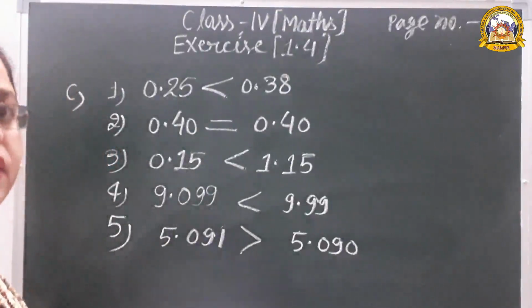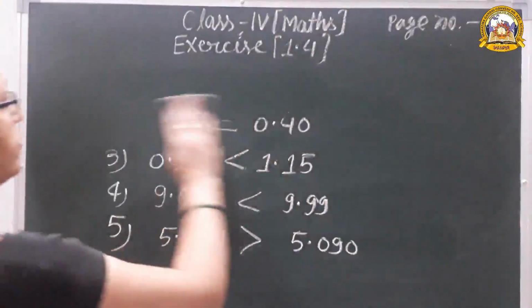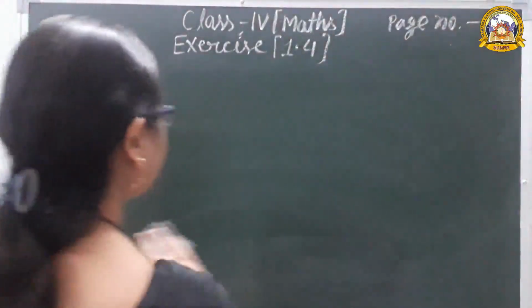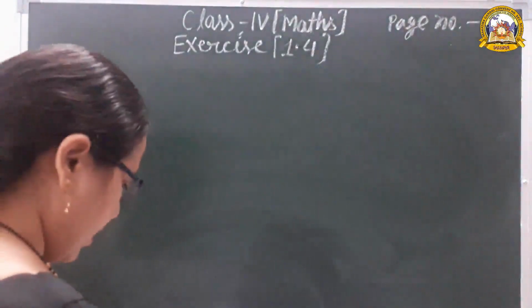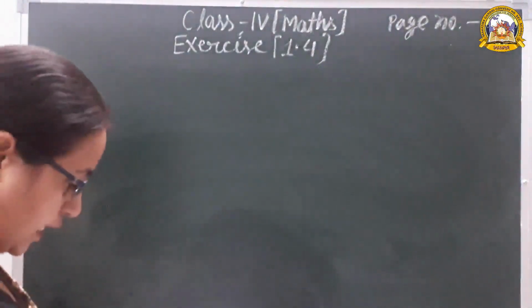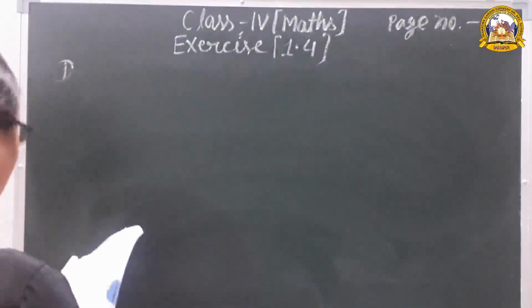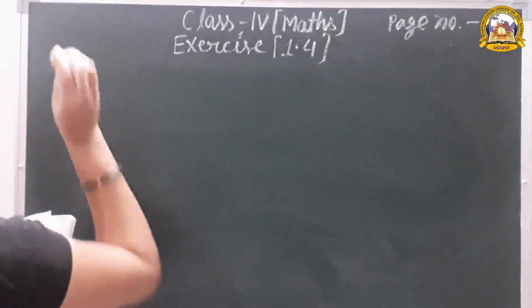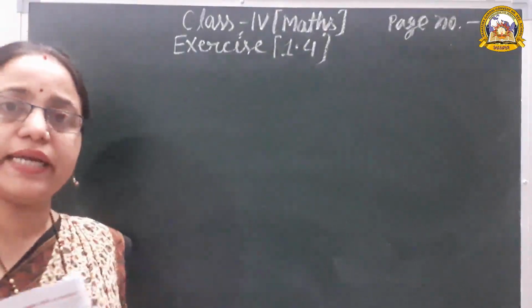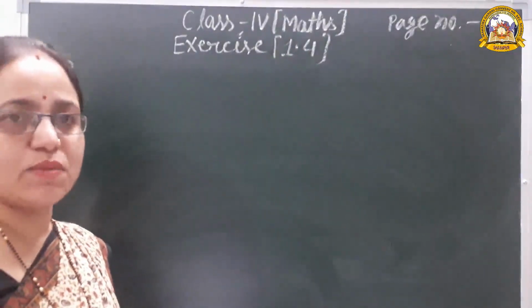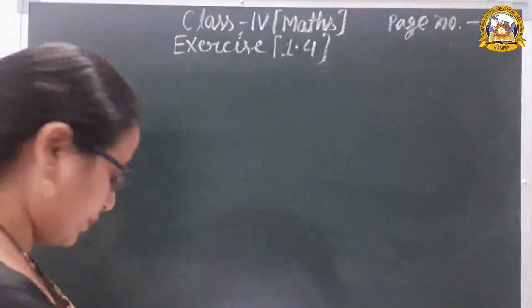Now question number D. Write the following decimals in ascending order. Ascending order में हमको decimal number को लिखना है. What is the meaning of ascending order? Ascending order means smaller to bigger.